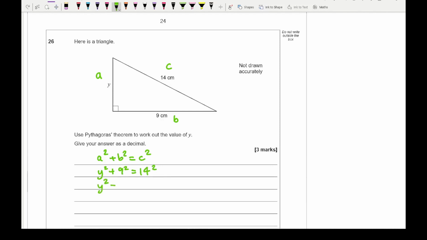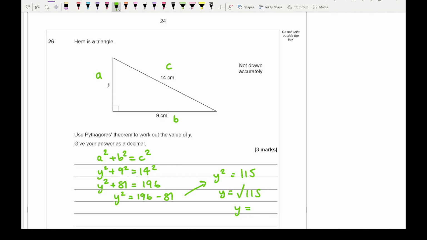So y squared plus 81 equals 196. So y squared equals 196 minus 81. And so y squared equals, and again just typing that into my calculator, I get an answer of 115. So y equals the square root of 115, giving me an answer. And it wants me to write it as a decimal.